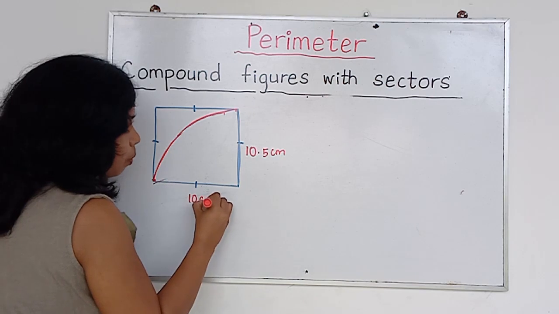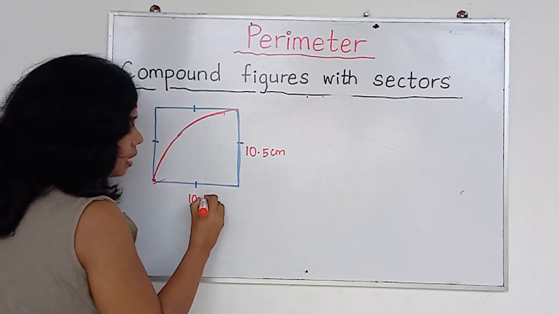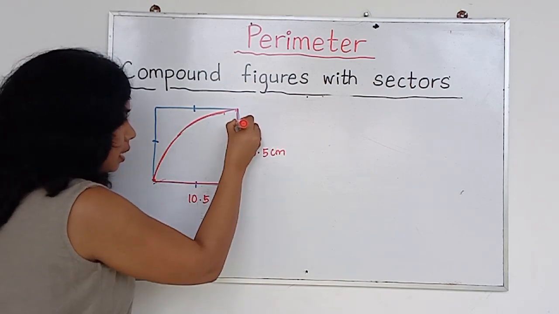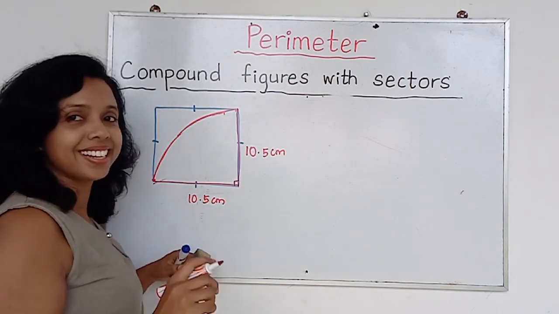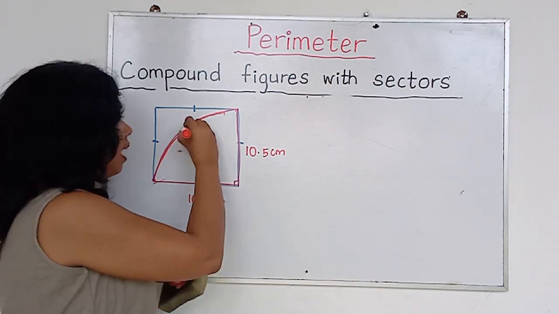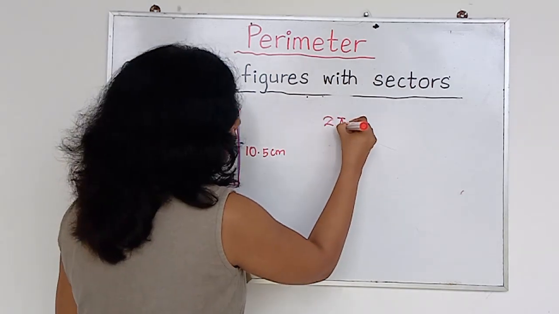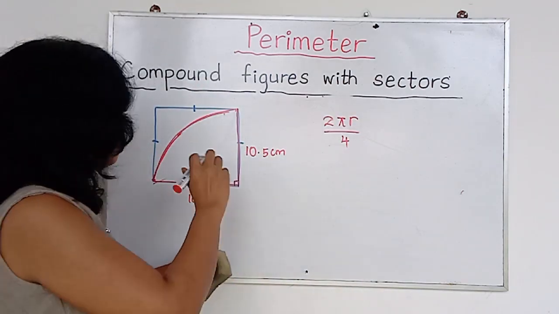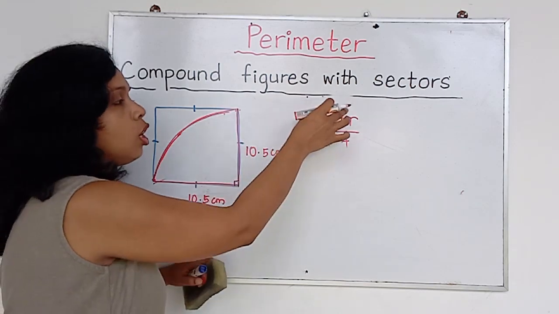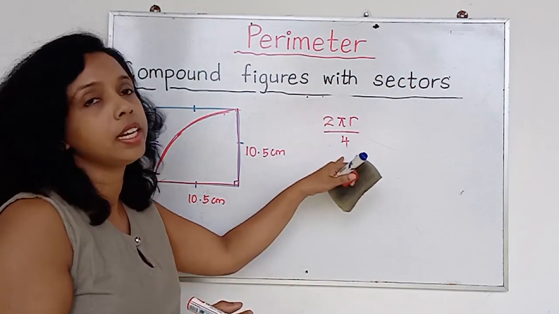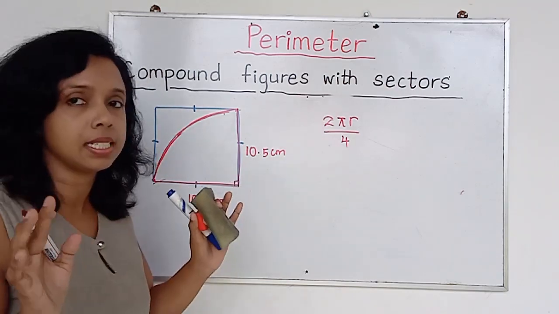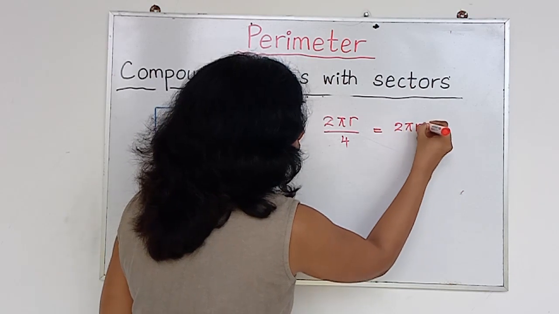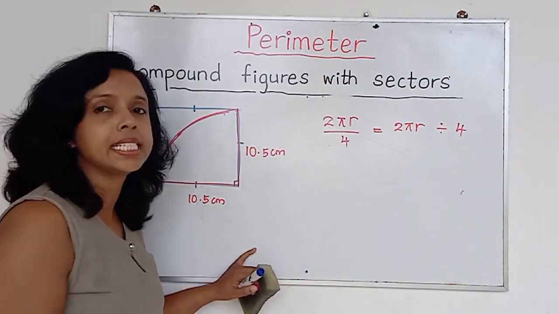So this is 10.5 centimeters. Now tell me, now look at only this part. It's like a quarter circle. Then how do you get this length? 2 pi r over 4. Understood? So this length, how do you find? 2 pi r is the full circle and you divide it by 4 because it is a quarter circle. Right. Now, I told you to write this as 2 pi r divided by 4 for your easy calculations.